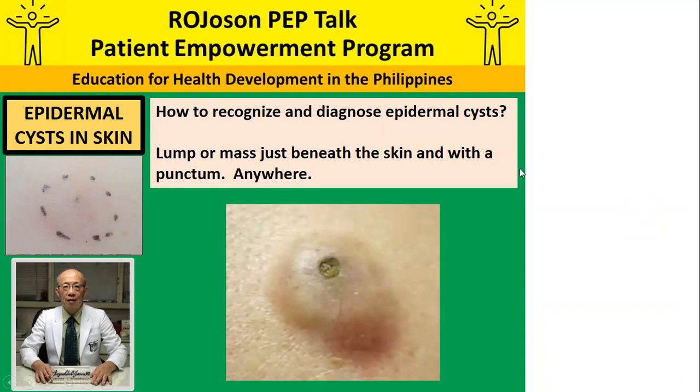How to recognize and diagnose an epidermal cyst? The pattern recognition for this will be a lump or a mass just beneath the skin with a punctum. Okay. So once you have a punctum, it's a giveaway already that it is an epidermal cyst that you are dealing with. So this mass, this epidermal cyst, can occur anywhere in the body.